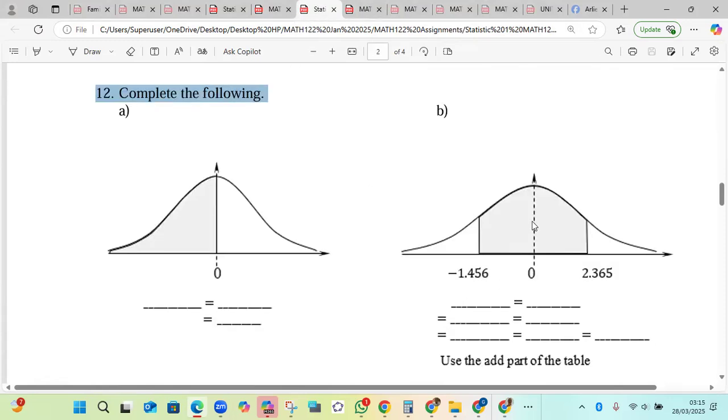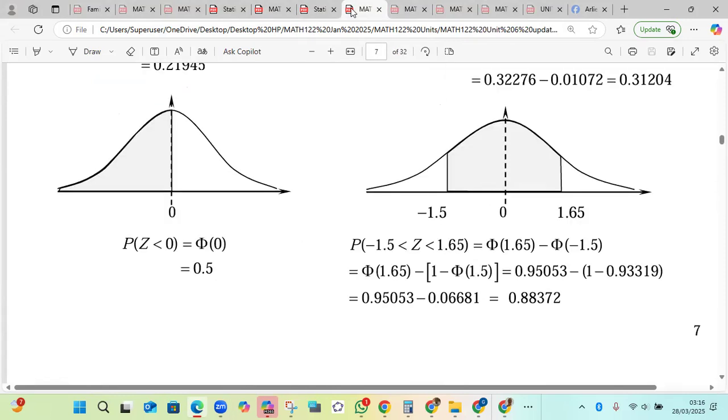Part B is now asking us to find the area between negative 1.456 and 2.365. All right, what is this probability value? So let's see how we can approach such a question. So back to page 7 of the Unit 6. And here we have an example between negative 1.5 and 1.65. So let's see how this question was approached. As is denoted here, we want to find the probability that z is between negative 1.5 and 1.65. So how can we do that?